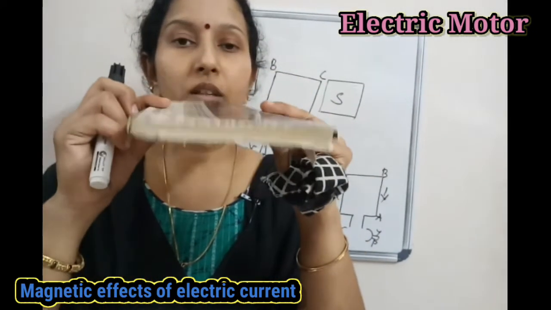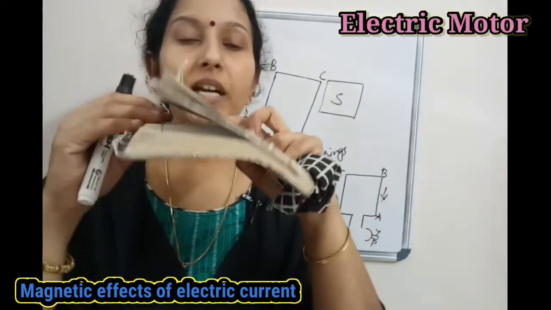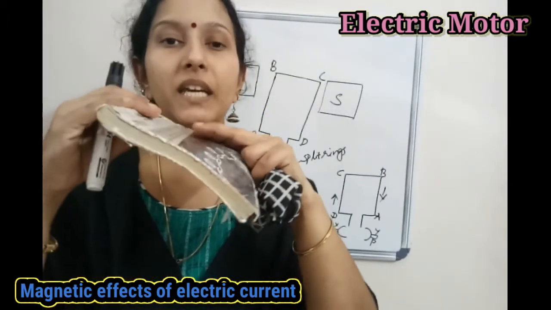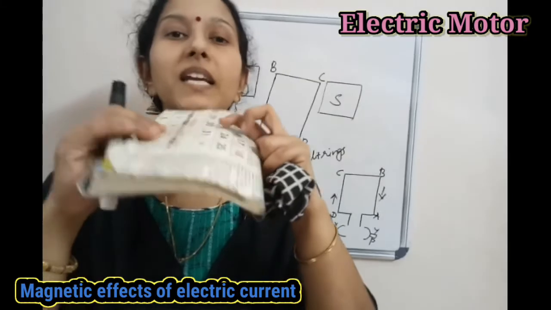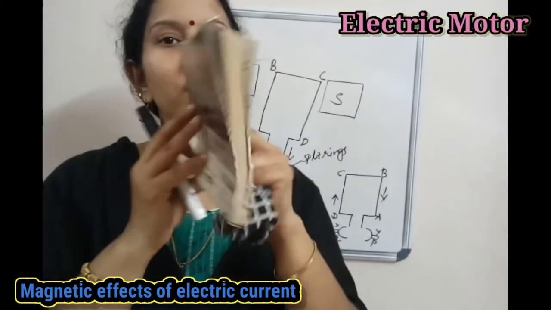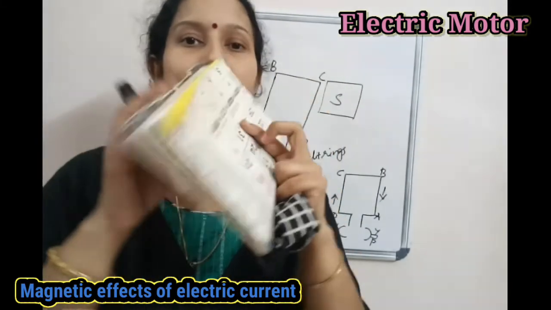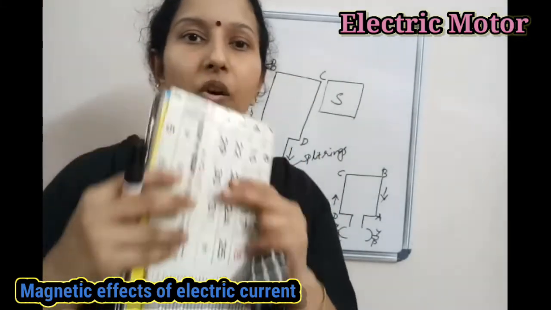The rotation will be like this. First this is ABCD. Now DCBA, then again ABCD. Then DCBA, again ABCD. So it continues like this. So that is rotation. Got it?